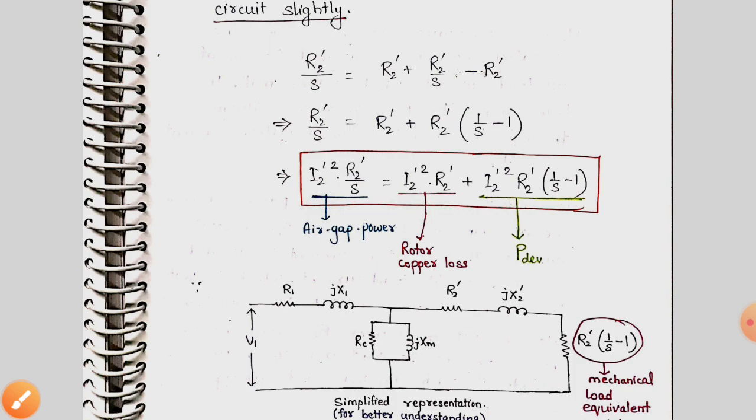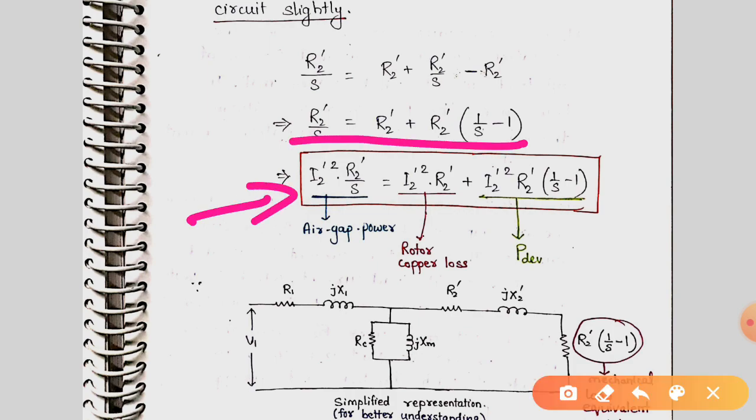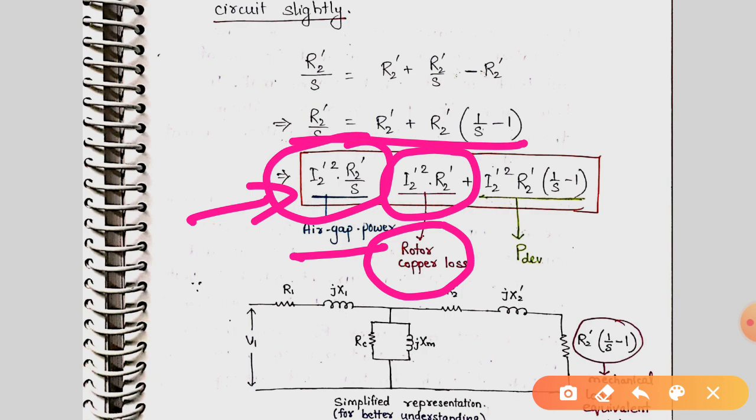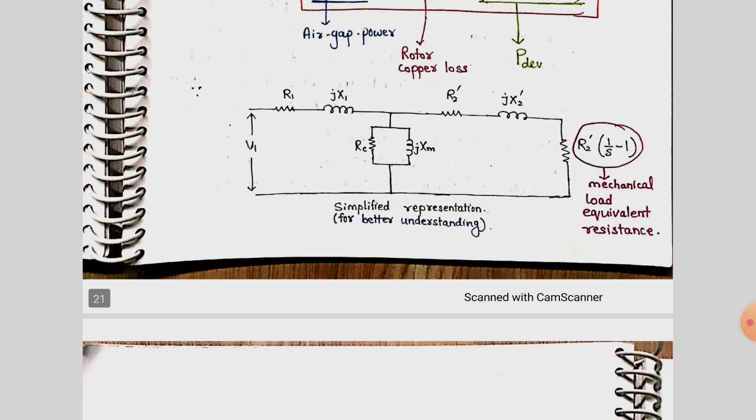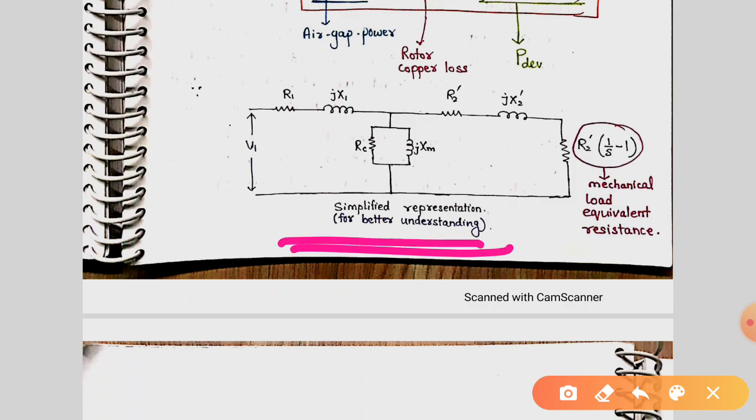So we are multiplying both sides by I2 dash square. This will give us air gap power, this will give us rotor copper loss, and this part will give us mechanical power developed in the rotor. So this is the final equivalent circuit, which is a simplified representation for better understanding.